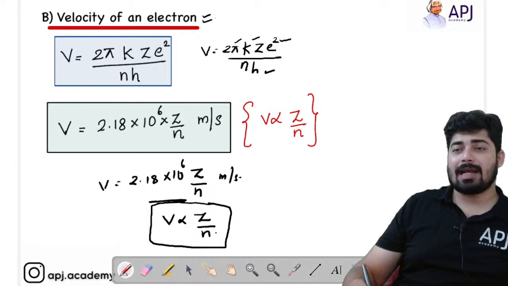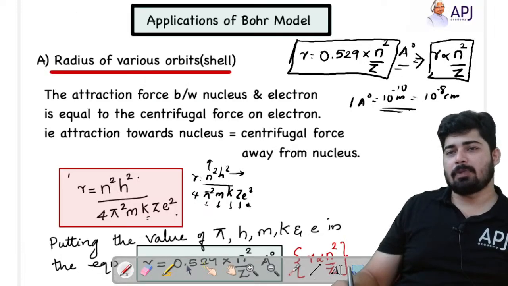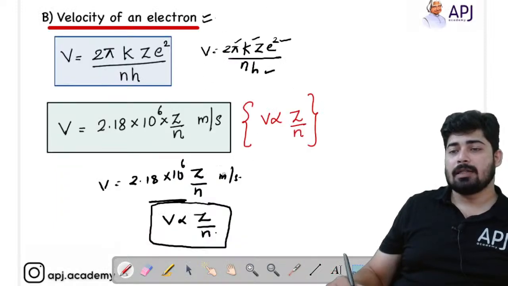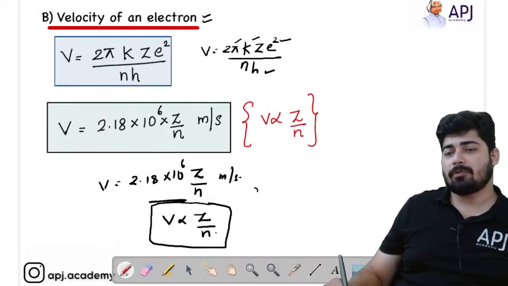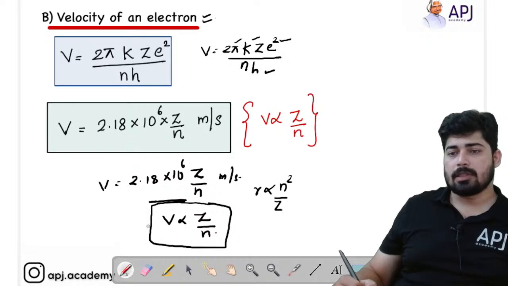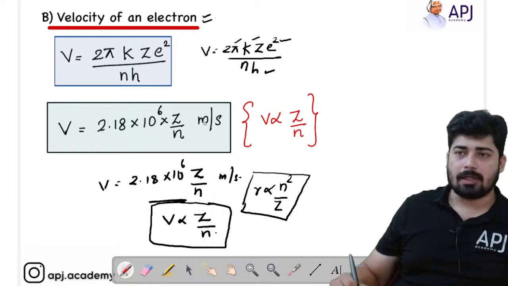In the previous slide also there was a relation. What was that? Radius is directly proportional to n square by z, and here we have z by n. So these two relations you have to remember. Radius is directly proportional to n square by z. Hope this is clear for you guys. Please remember these two relations. It is very important while you start solving numerical problems.